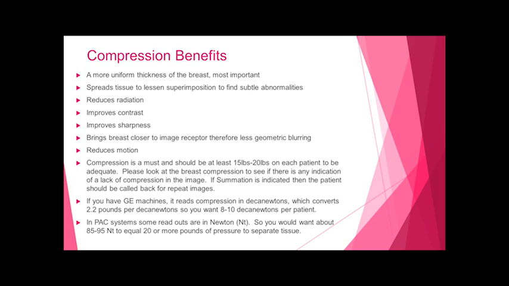In PACS systems, some readouts are in N, that's Newtons. So if your PACS reads out in Newtons, you want at least 85 to 95 Newtons to equal about 20 pounds of pressure to separate the tissue. There are no regulations that state you must have this amount of compression.